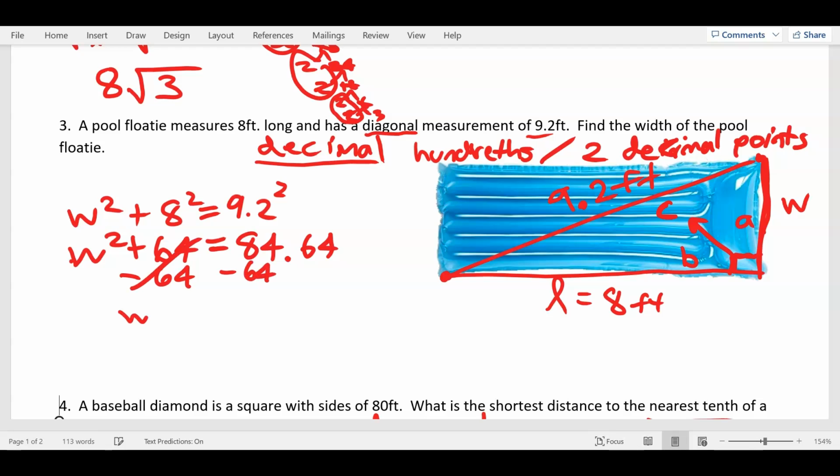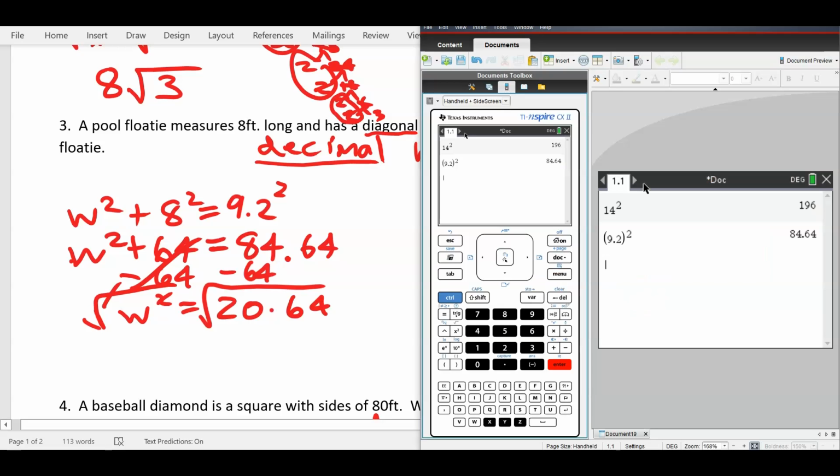Now, if you type that in your calculator, you're going to end up with 20.64. And then your last step is to square root. Now, hear me say this. You cannot find the square root of 20.64 using a factor tree. It's already a decimal, and the instructions say get a decimal.